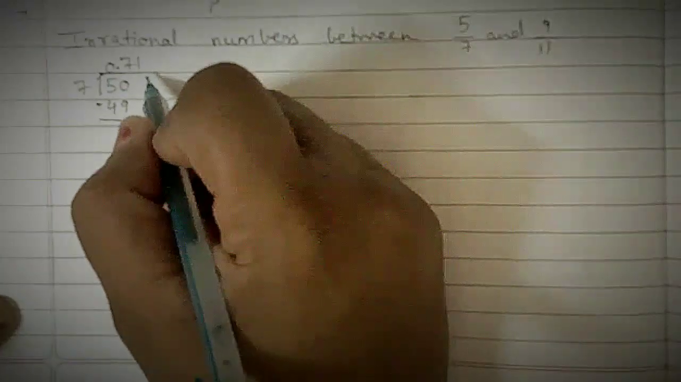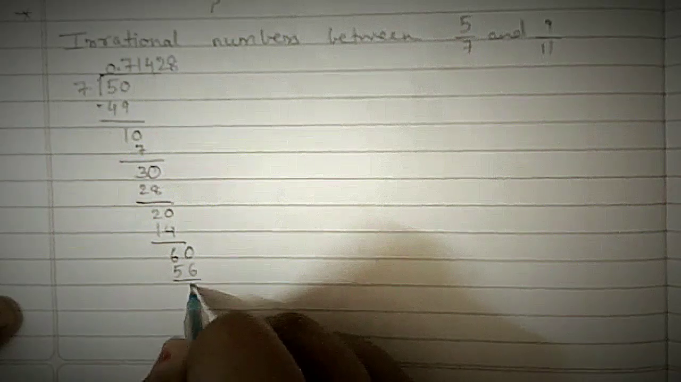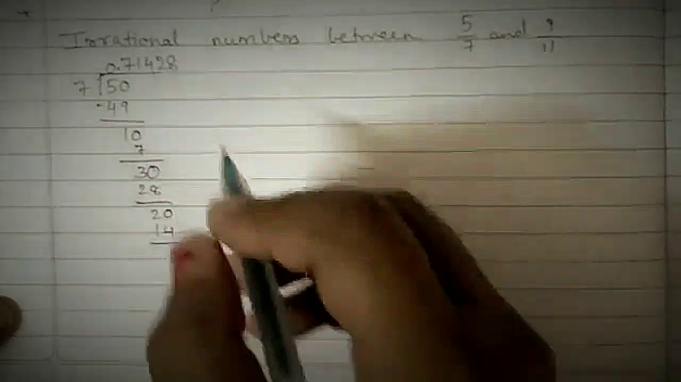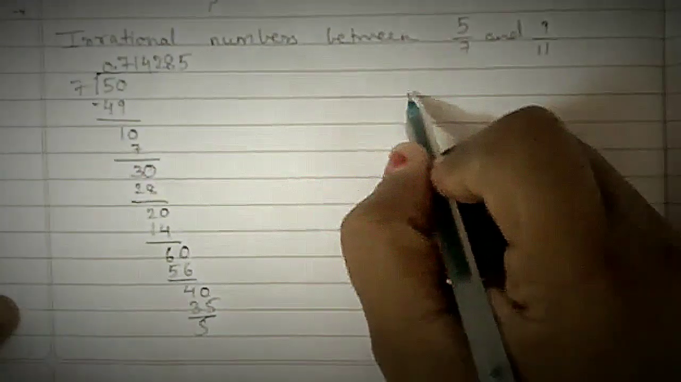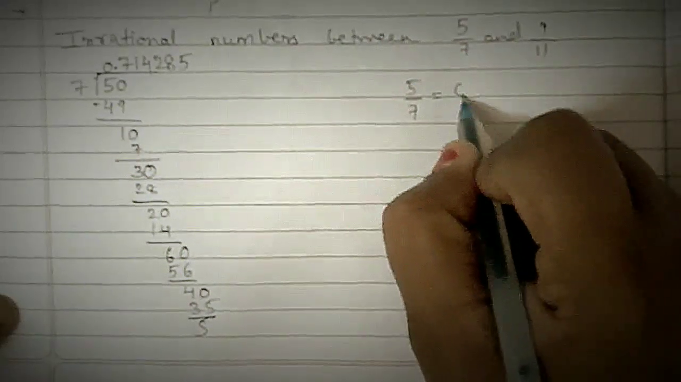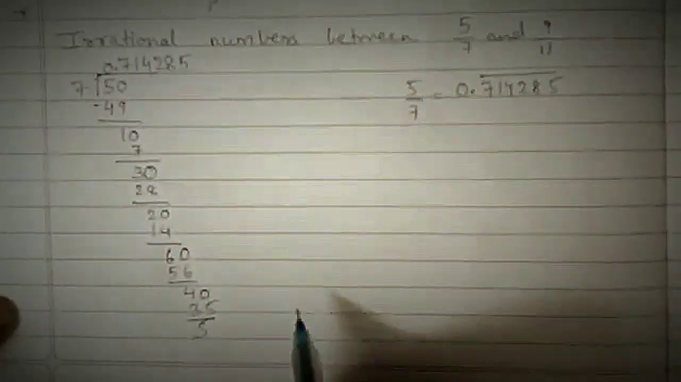3 is left out, which will become 30. Now we will write 7 fours are 28. 2 is left out. 7 twos are 14. 6 is left out, will become 60. Now it will be 7 eights are 56. Again 4 is left out, which will become 40. 7 fives are 35, and again the same dividend is repeated, right? So actually this number 5 upon 7 is 0.714285, the whole bar, which means the same string will be repeated.